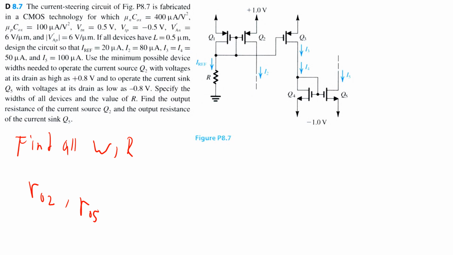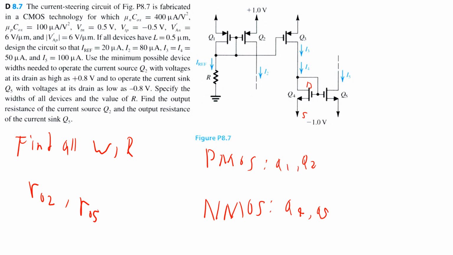Before we even start with the widths, I always recommend starting any problem like this, with multiple transistors, by labeling all of the PMOS and all of the NMOS devices. Remember that for an NMOS device, the arrow points at the source, and then the opposite side is the drain. So the two NMOS devices in the circuit are Q4 and Q5, and the other three devices, Q1, Q2, and Q3, are PMOS devices.